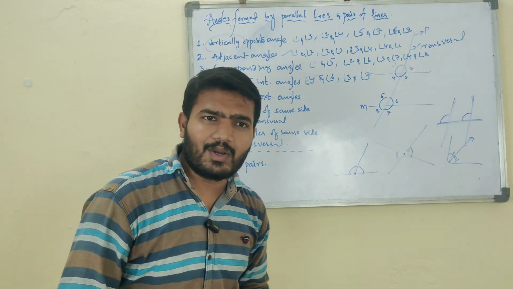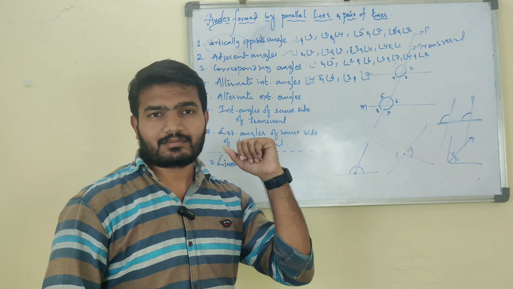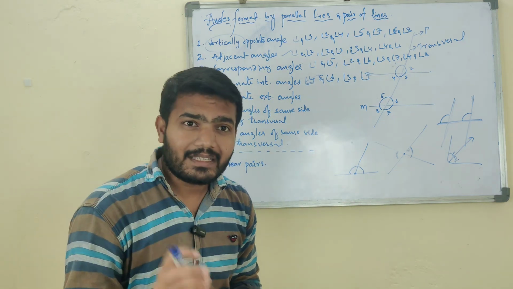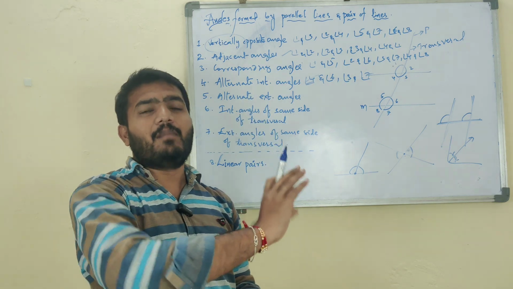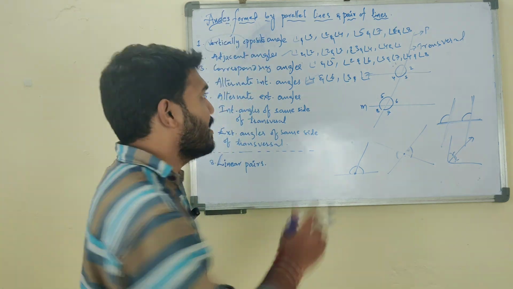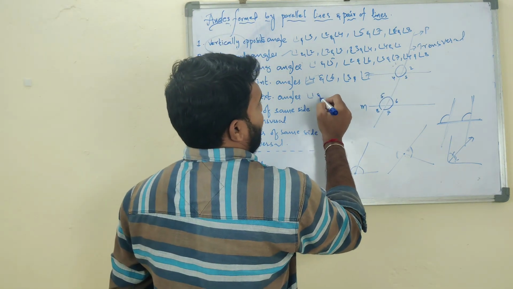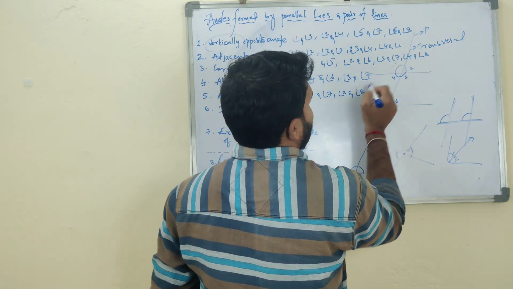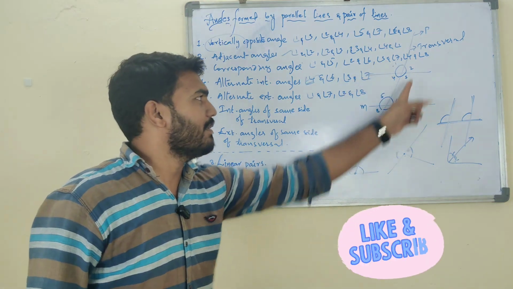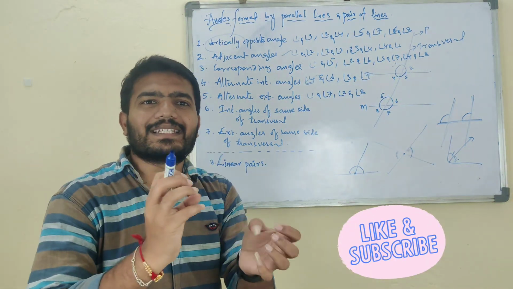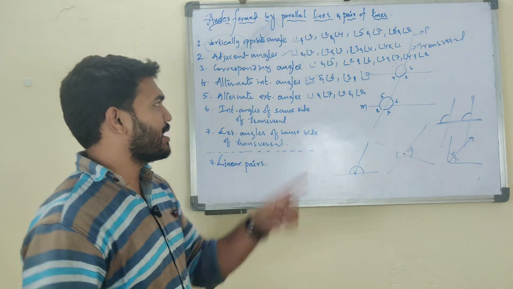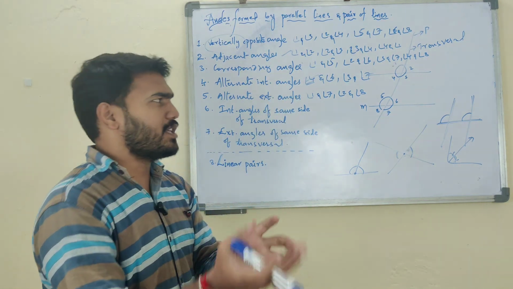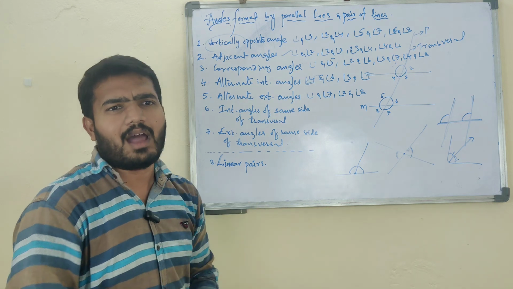Similarly, hope you guys know alternate exterior angles. What is that? Same as before, which are opposite to each other. But the difference is what? Here the pair of angles will form outside the parallel lines. For example, 1 and 7, 2 and 8, which are formed on opposite sides of the transversal. Those are called alternate angles. So interior means the angles which are formed inside. Exterior means the angles which are formed outside.